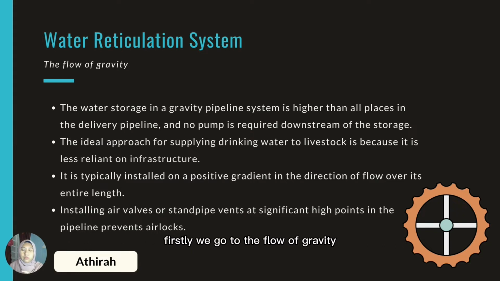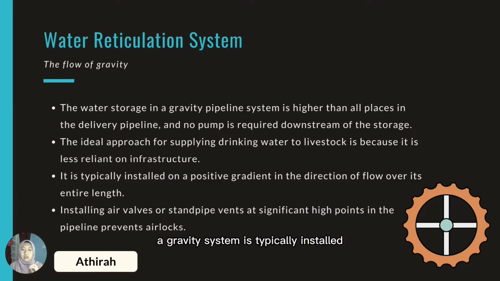Firstly, we go to the flow of gravity. The water storage in a gravity pipeline system is higher than all places in the delivery pipeline, and there is no pump required for the downstream of the storage. The water supply, for example, might be positioned at the highest point on the property and the conclusion of a pump conduit.